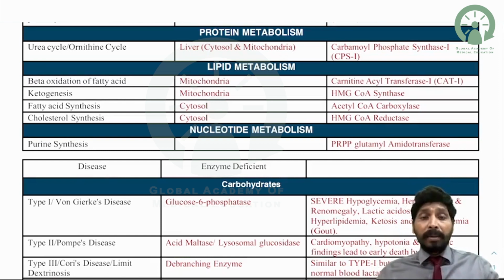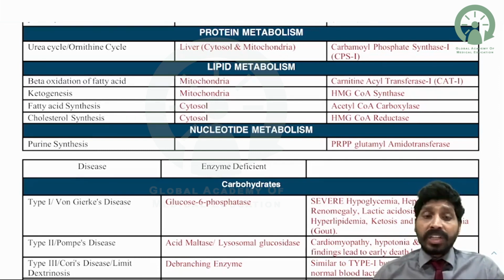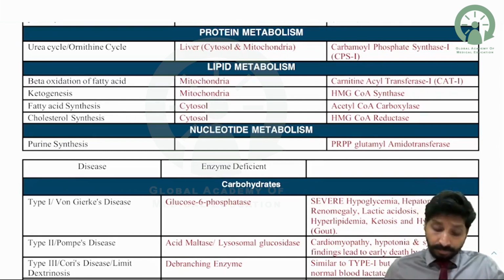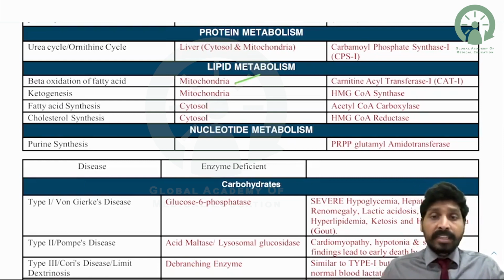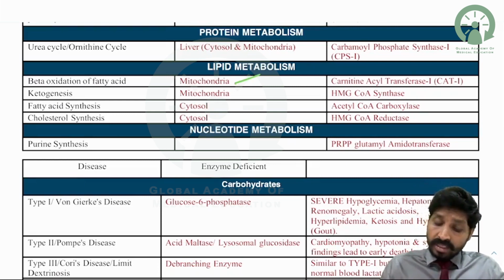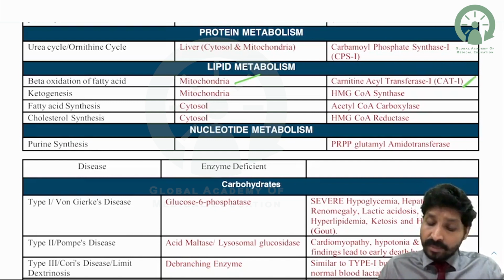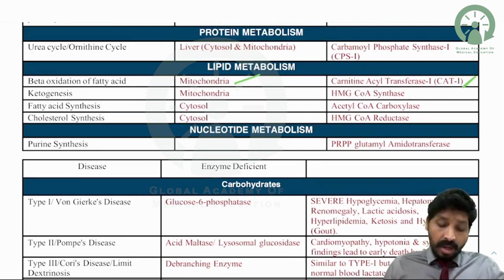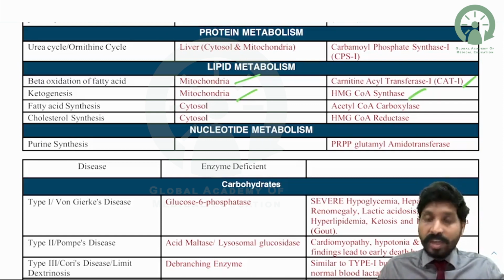Okay, and lipid metabolism, beta oxidation, again takes place in mitochondria. What is the main key enzyme? Carnitine acyltransferase 1 is the rate limiting enzyme here. Ketogenesis again takes place in mitochondria. The key enzyme is HMG CoA synthase.